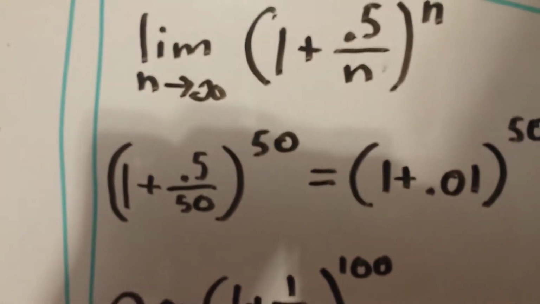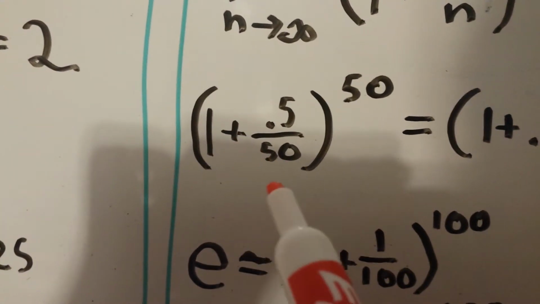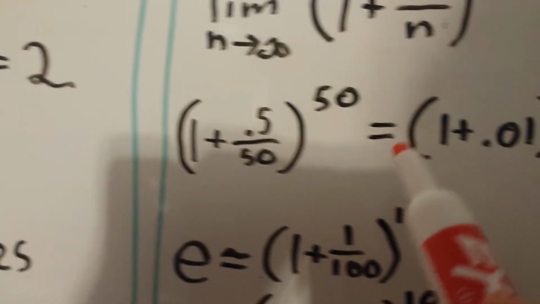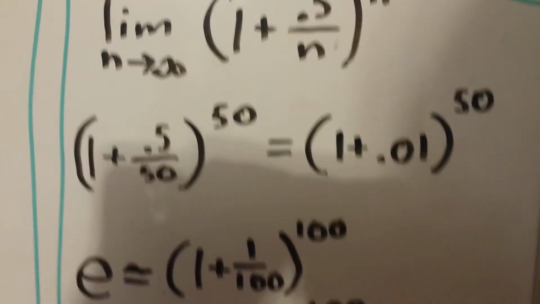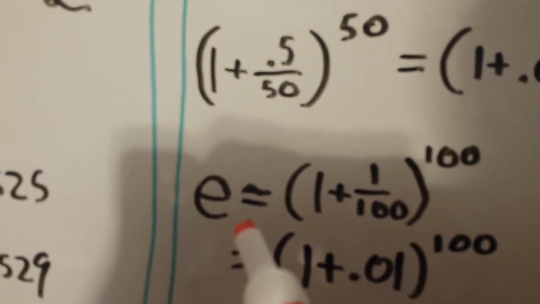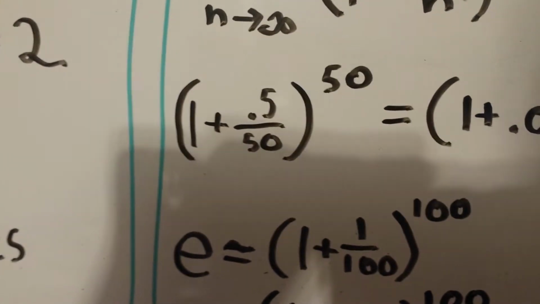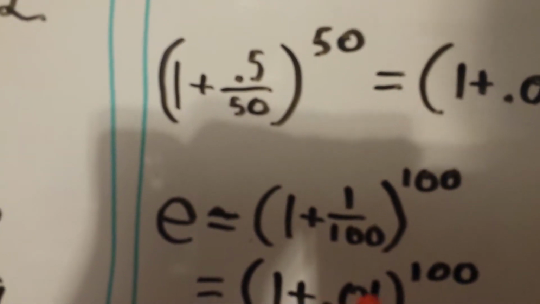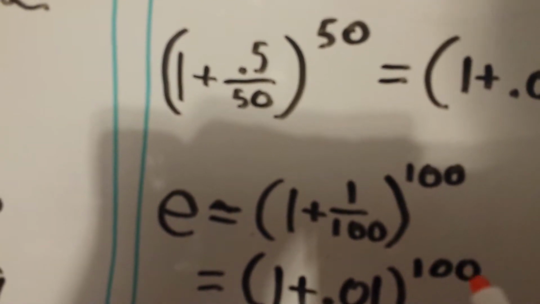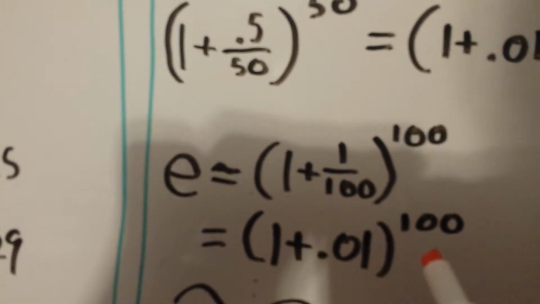Well, just to make an example, just notice that 1 plus 0.5 over 50 to the 50th power is equal to 1 plus 0.01 to the 50th power. And we know that E is not exactly equal, but just go with me on this, E is approximately 1 plus 1 over 100 to the 100th power. Okay, or in other words, 1 plus 0.01 to the 100th power.